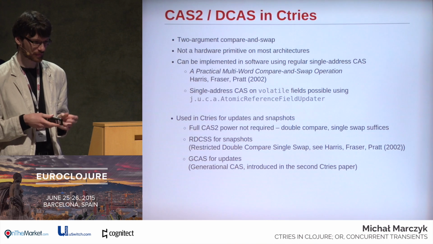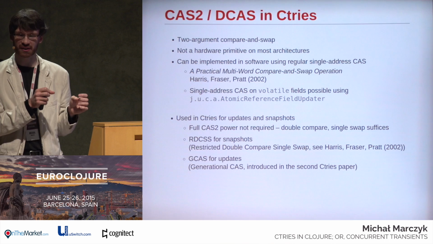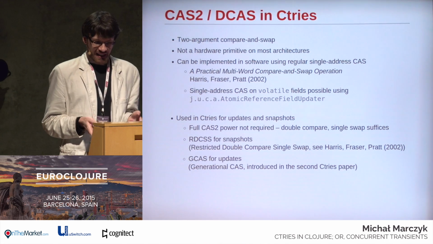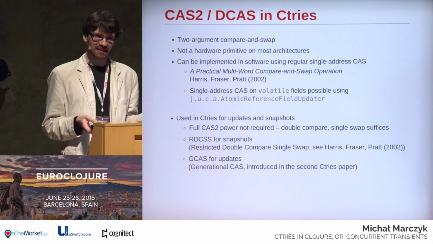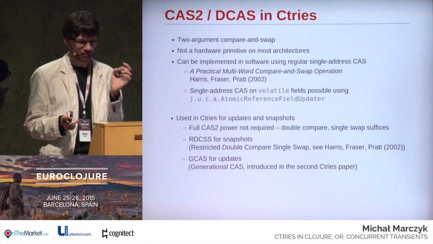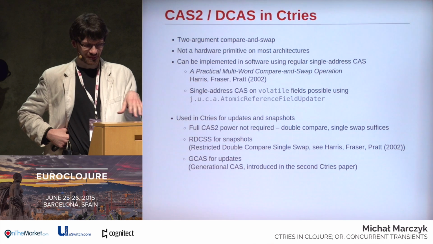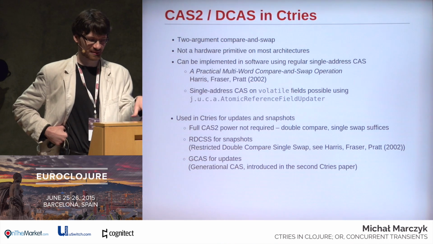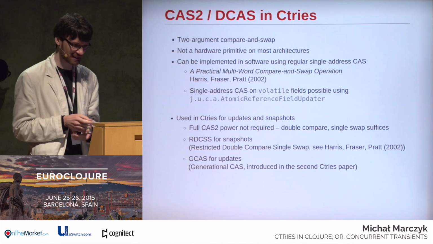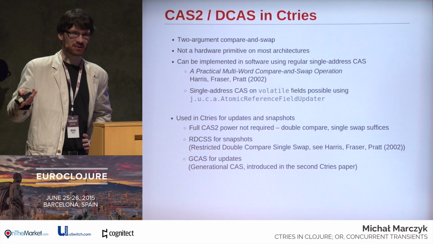which is based on single-address CAS operations and so-called descriptors. But then the problem with that: ctries use a sort of precursor operation to cas2 described in this paper for snapshots. That's called RDCSS. We'll have a look at that in a second. But the problem with that is that, well, it uses those descriptor objects.